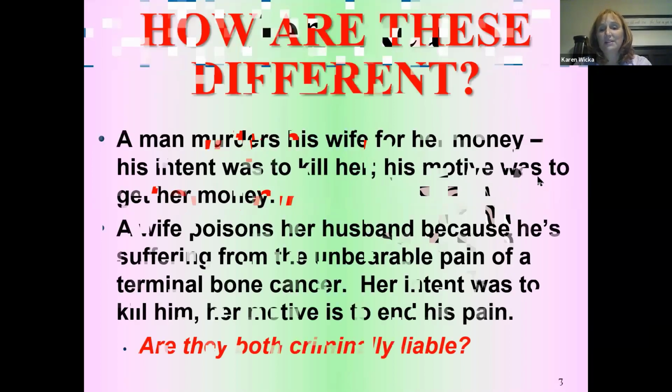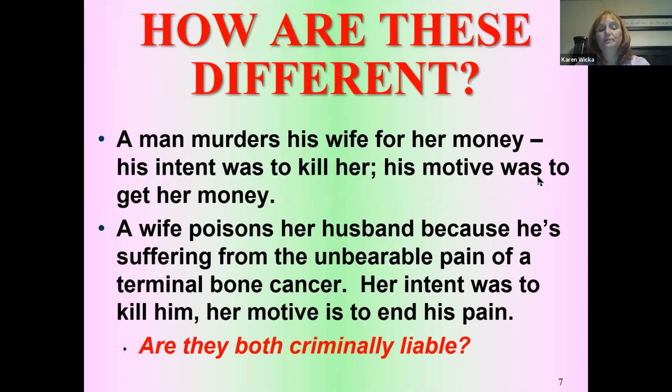What do you think about this? What's the difference between these two? A man murders his wife for her money. His intent was to kill her. His motive was to get her money. A wife poisons her husband because he's suffering from unbearable pain of terminal bone cancer. Her intent was to kill him. Her motive is to end his pain. So the question is, are they both criminally liable?